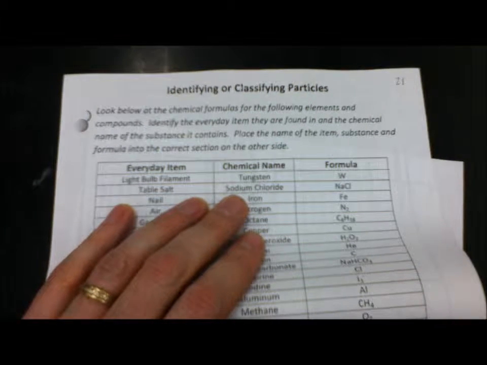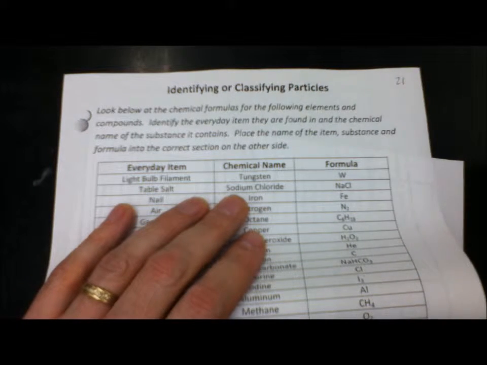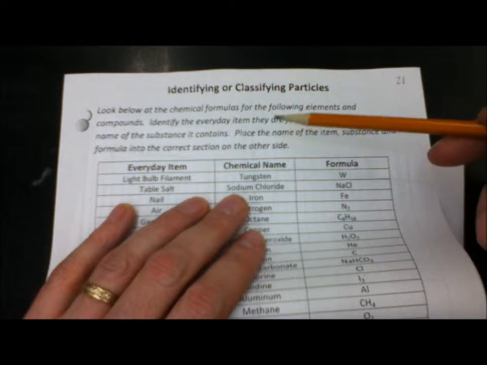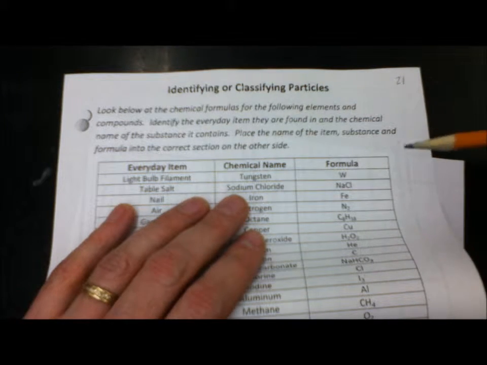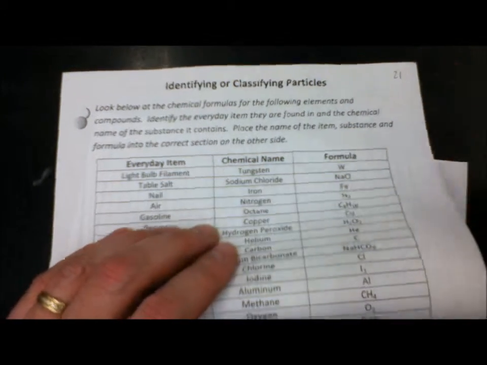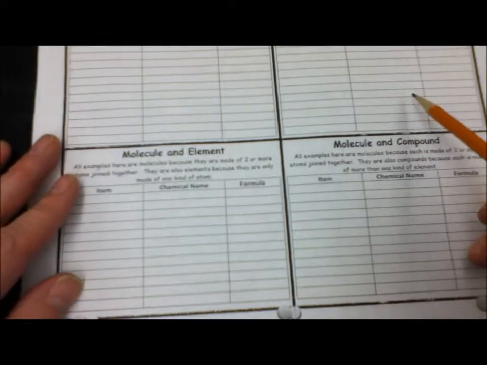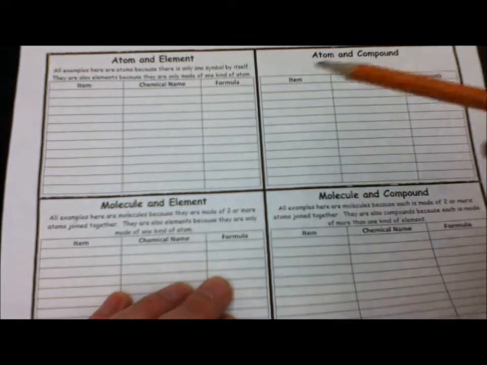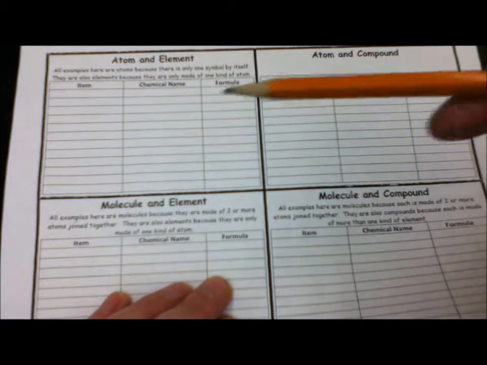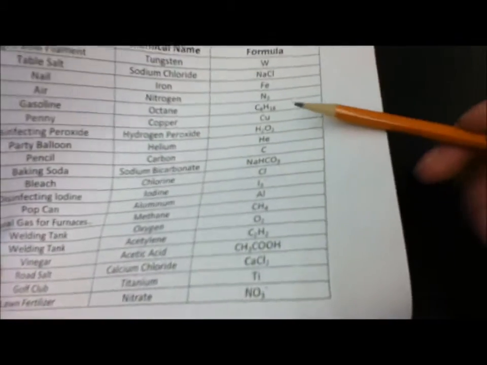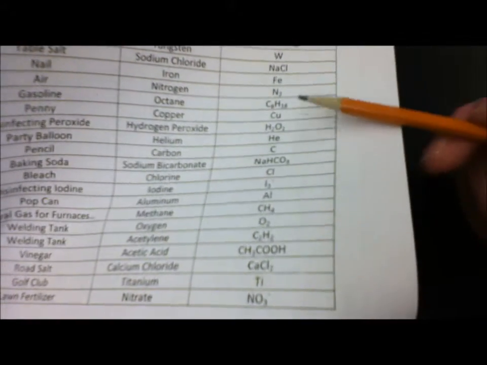All right, this is the video where we're looking at completing the sheet identifying or classifying particles. The instructions are pretty clear there, but essentially what you have to do is transfer the information that's here to the other side, but make sure that you're placing the information in the correct box on the grid. And you do that by looking at the formula. So look at the formula.